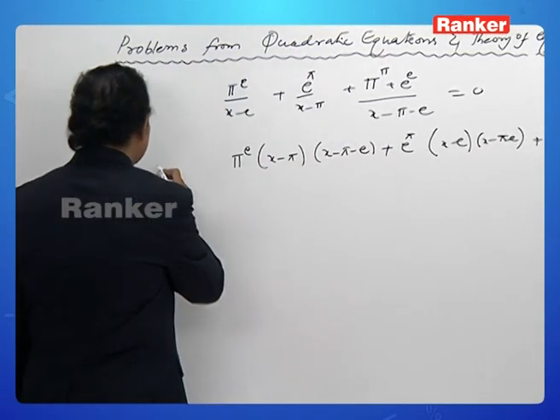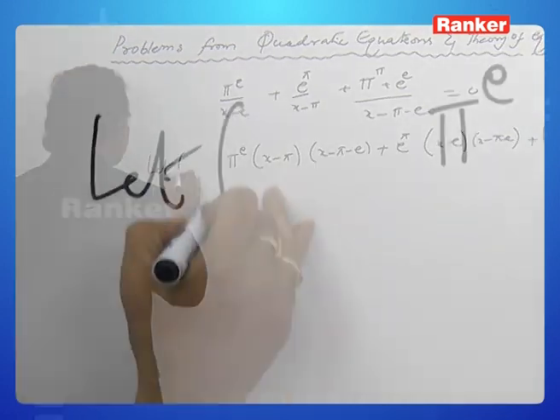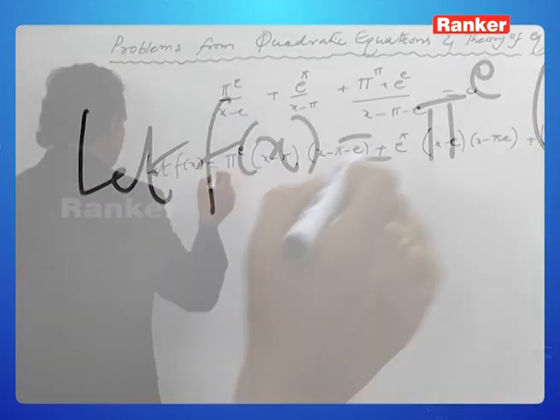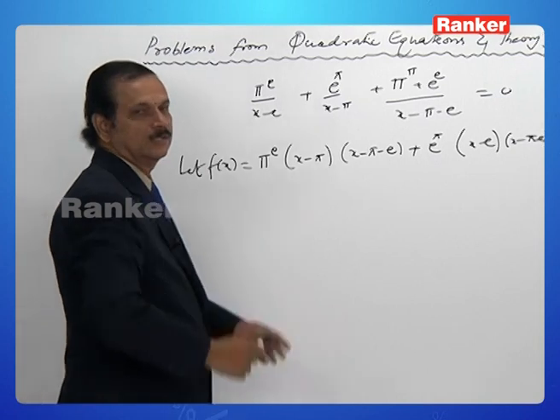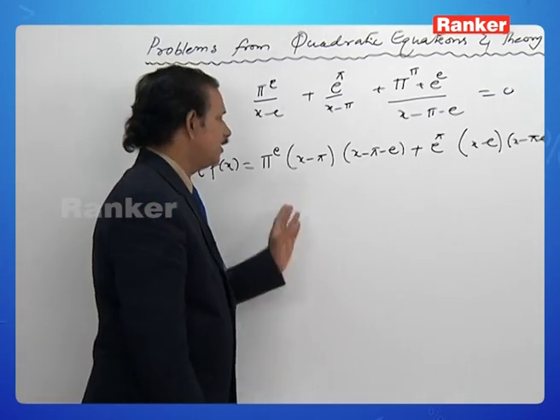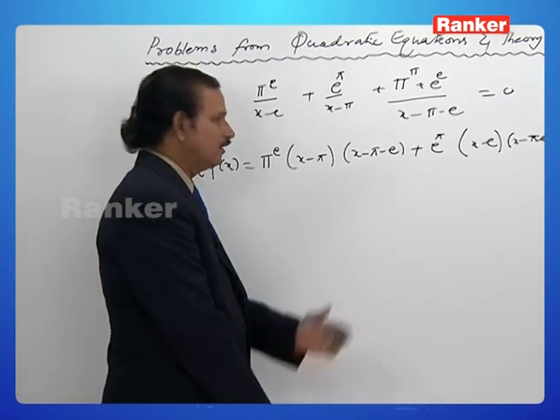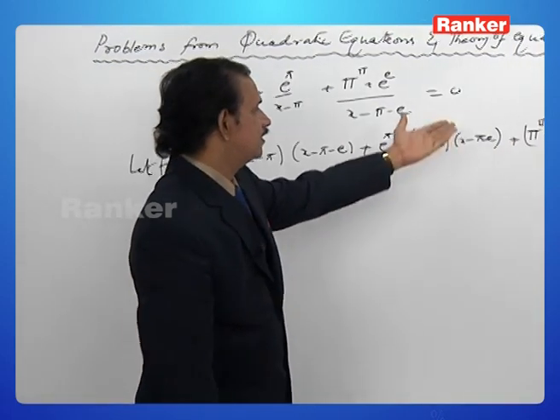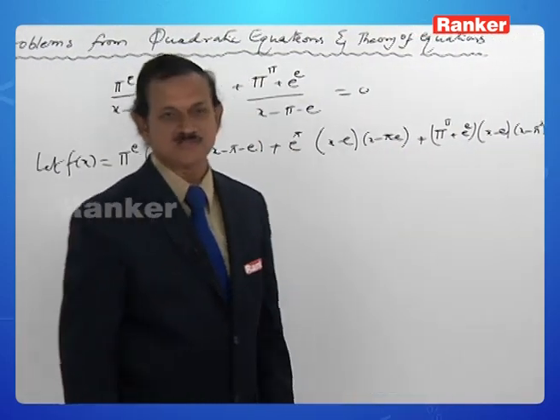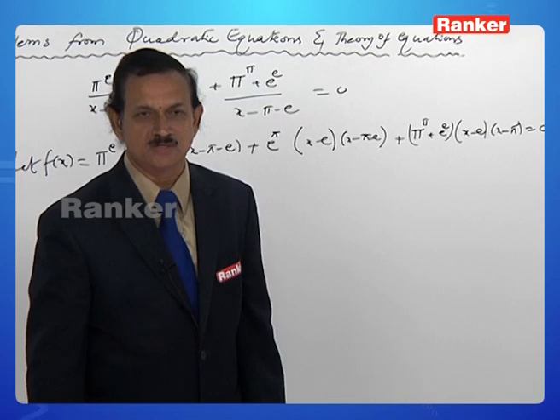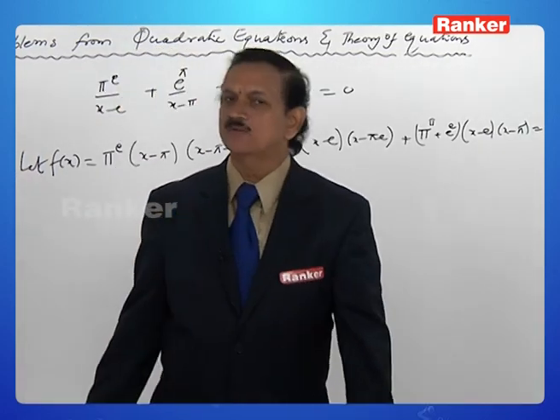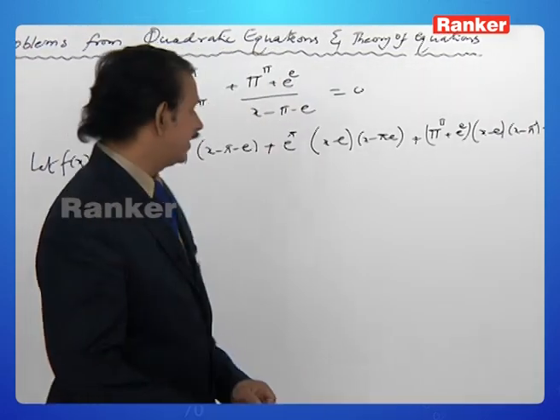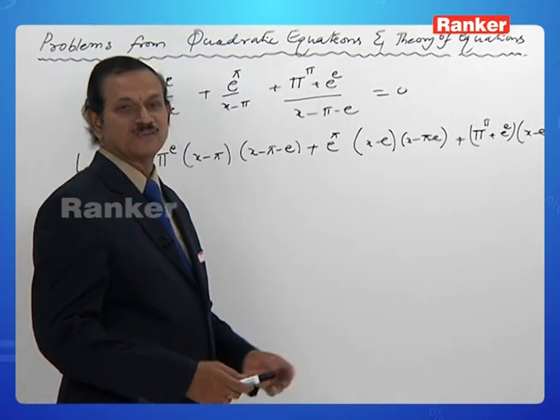Now let me call this f of x. Let f of x be equal to this. Clearly it is a quadratic polynomial: x squared and x squared, that's all. That is the largest degree term we observe in f of x. Surely it is a quadratic one. It's a polynomial, so it is continuous also.